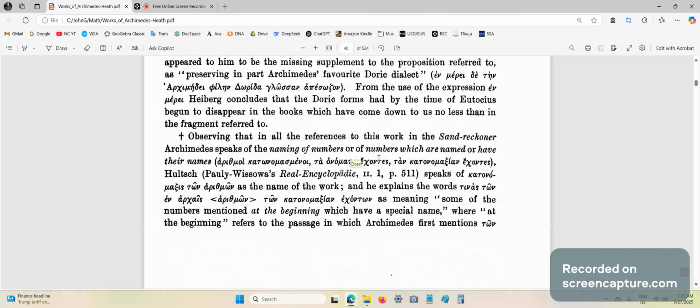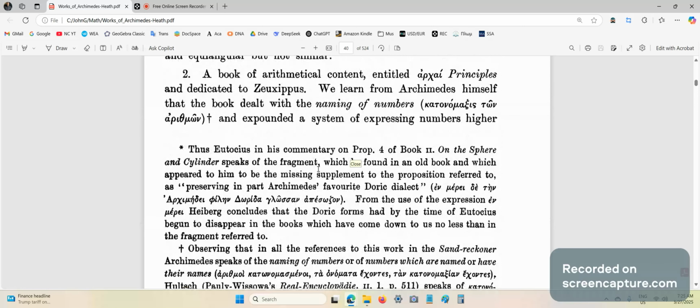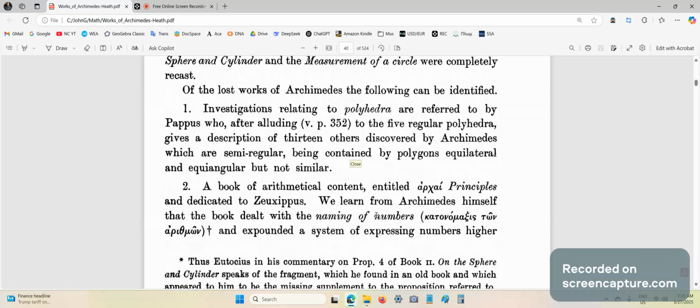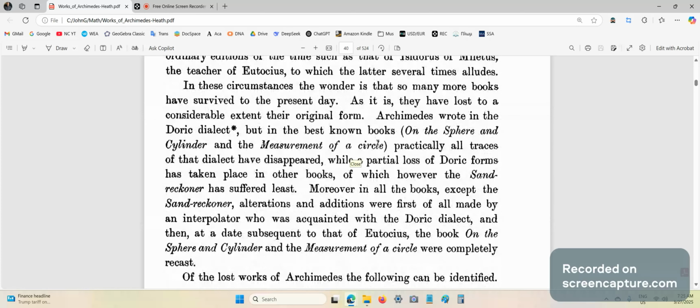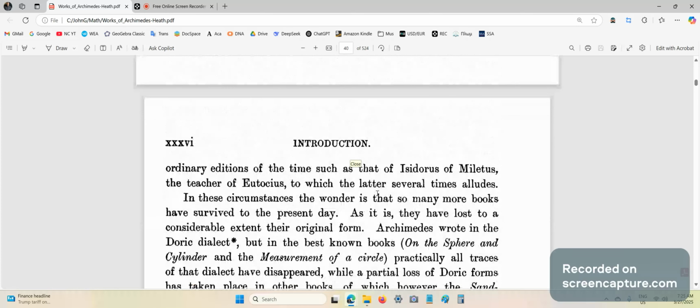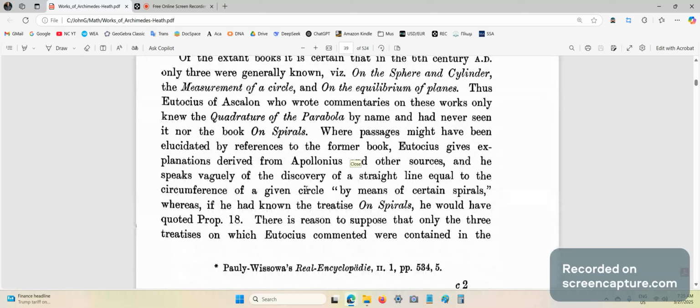And by the way, Heiberg was an exceptional, not Heiberg, I'm sorry, I've been saying Heiberg all the time, it's actually Thomas Heath. Thomas Heath was an exceptional mathematician. He wasn't just a translator. Cancel that stuff out about Heiberg. I'm talking about Thomas Heath.